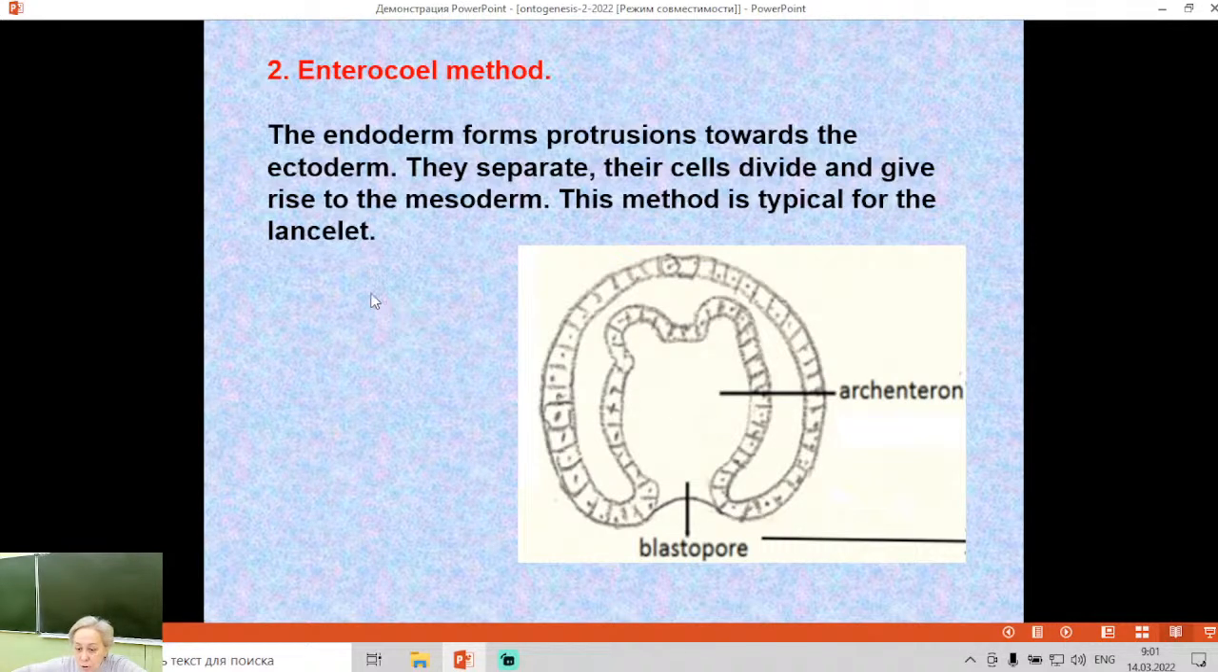Next method, the enterocoel method. Here you see the gastrula again, blastopore and gastrocoel. The endoderm, only endoderm, forms a protrusion towards the ectoderm. This protrusion separates, its cells divide and give rise to the mesoderm. This method is typical for the lancelet or amphioxus. That is, the mesoderm of amphioxus is formed from endoderm.